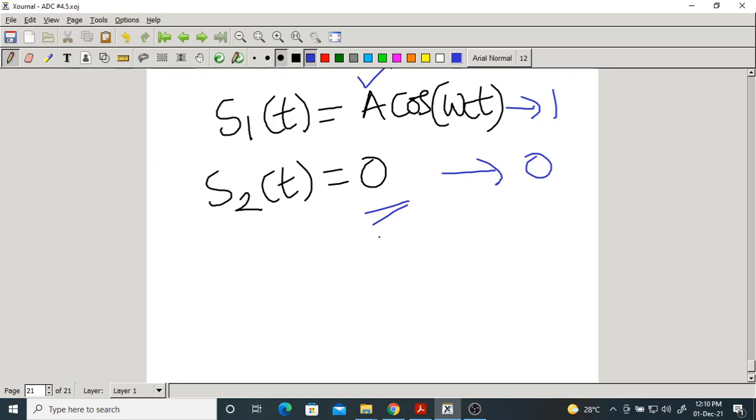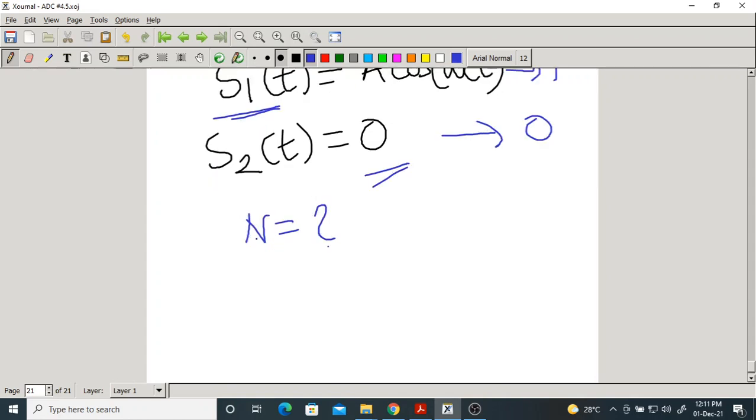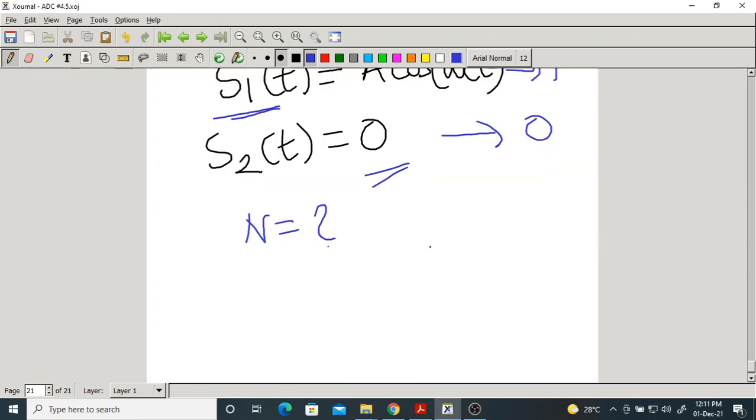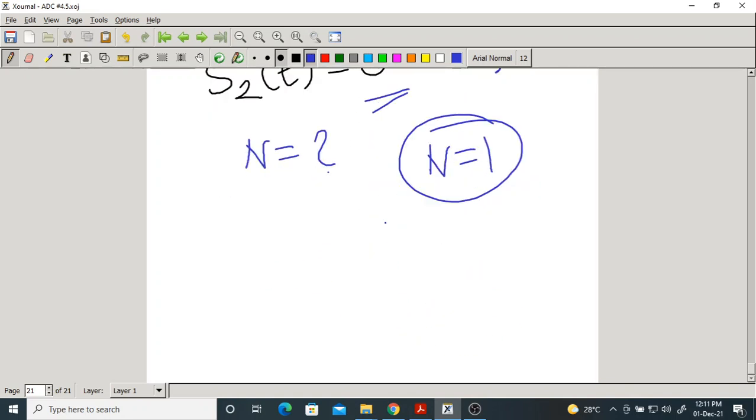Now, since there is only one waveform, what is the n value? What is S2 of t? S2 of t is 0. Literally there is only one waveform, and the second waveform is 0. That's why the n value is simply 1. If n is 1, there is only one basis function. What is that, phi 1 of t? Before that, let me calculate the values.